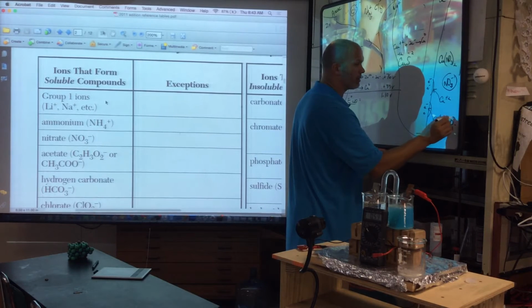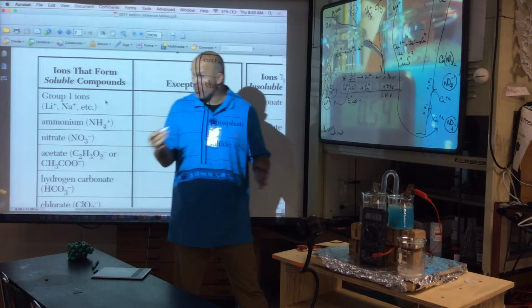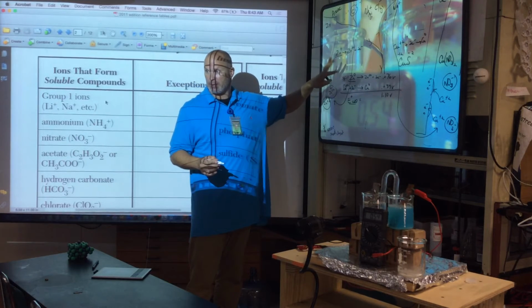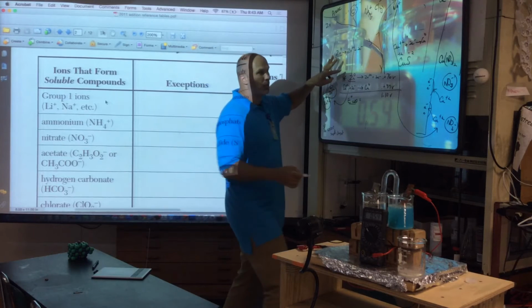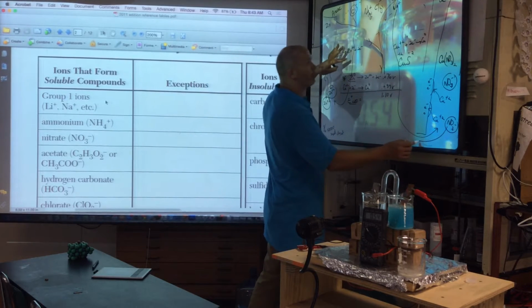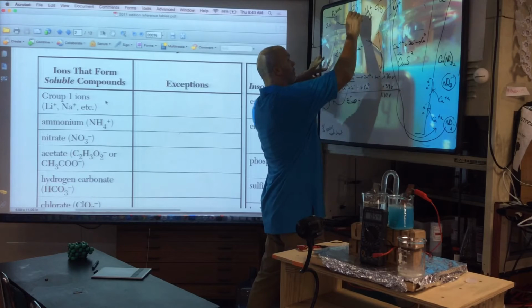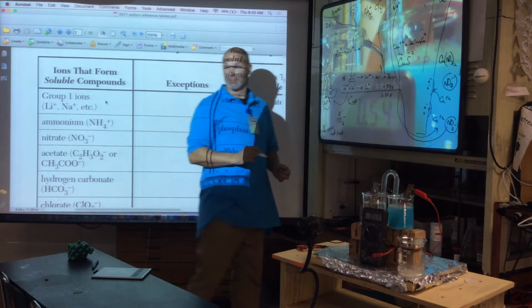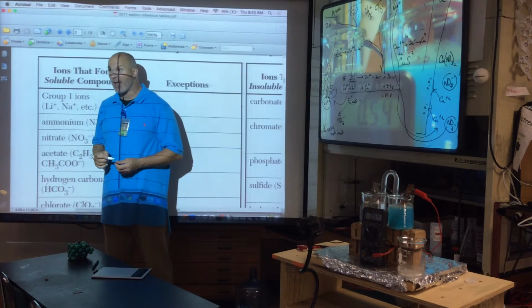What do you think it does? It spectates. It doesn't do anything except, hey, isn't this beaker getting positive? So don't you think that this might move this way, also, to counterbalance? And the answer is yes.